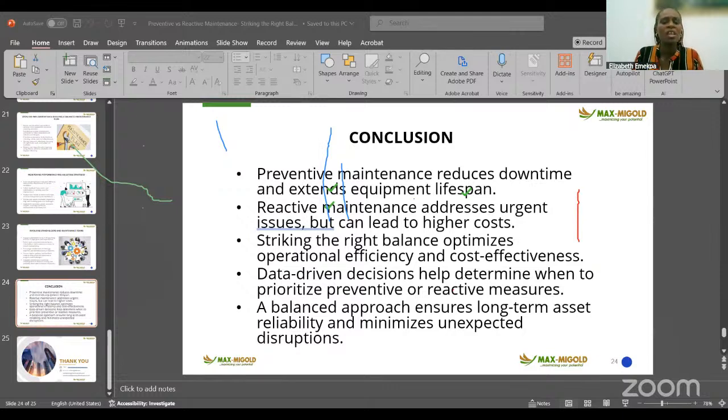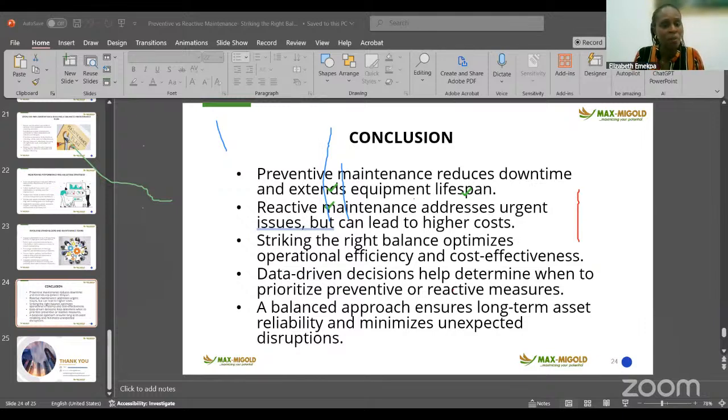Okay? In conclusion, what we've learned today: preventive maintenance reduces the downtime of our assets, the number of times our assets tend to break down. It increases the lifespan of our equipment.